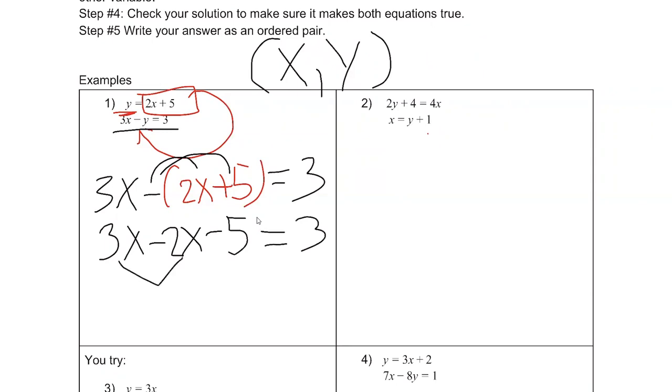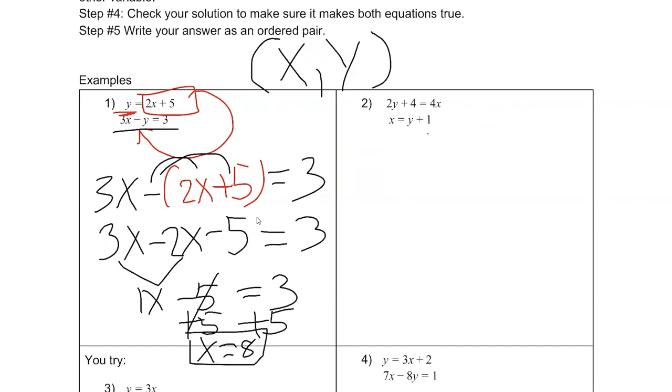Remember, if you have variables on the same side of an equation, you can combine like terms. So 3x minus 2x would be 1x. Then bring down that minus 5. So then to get the x by itself, we could add the 5. So really we get x equals 8, because 1x is just x, remember. So now we got the first part of our answer.